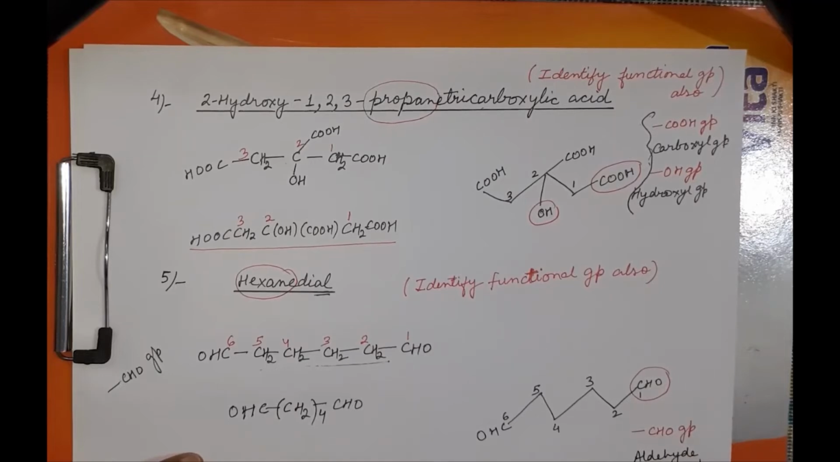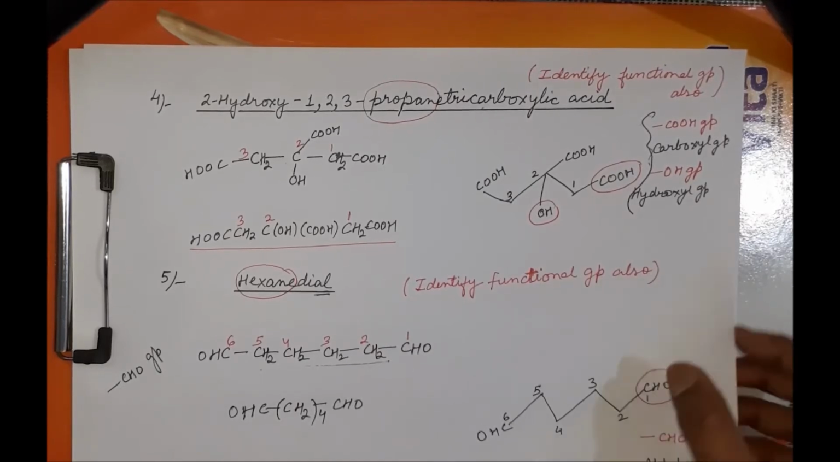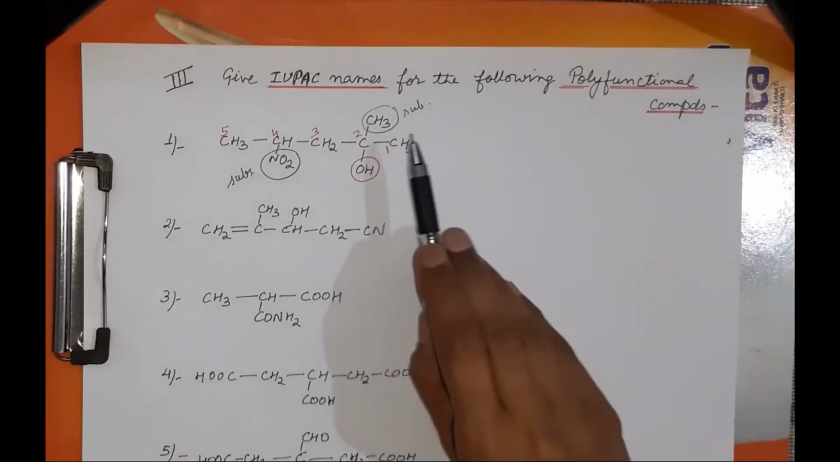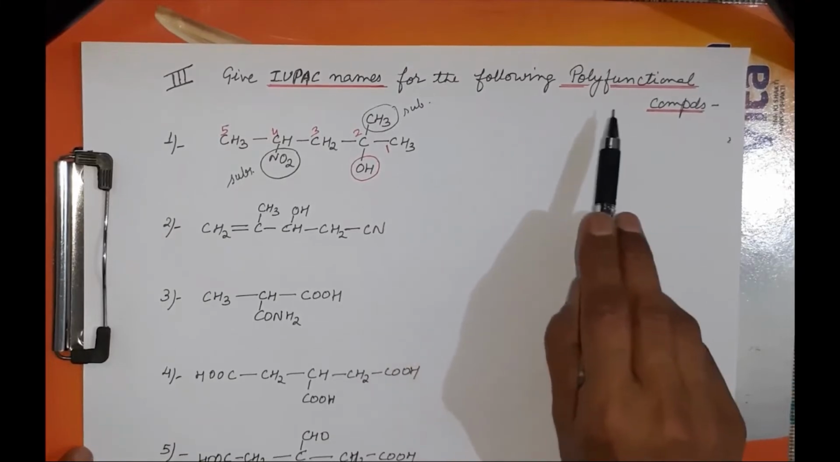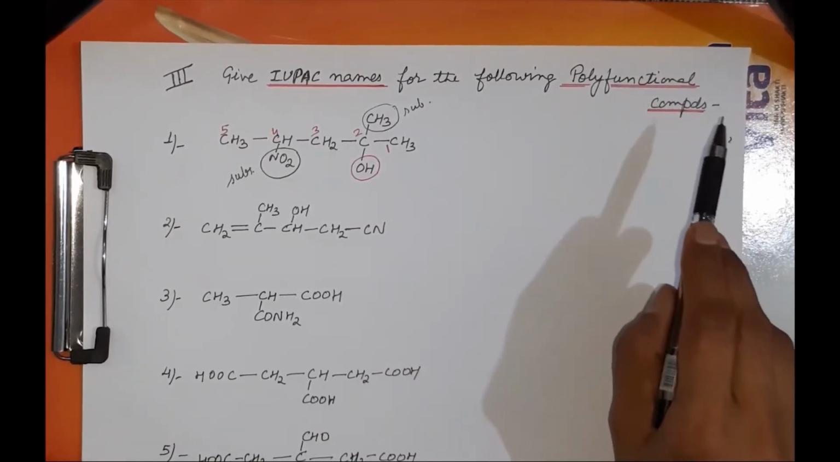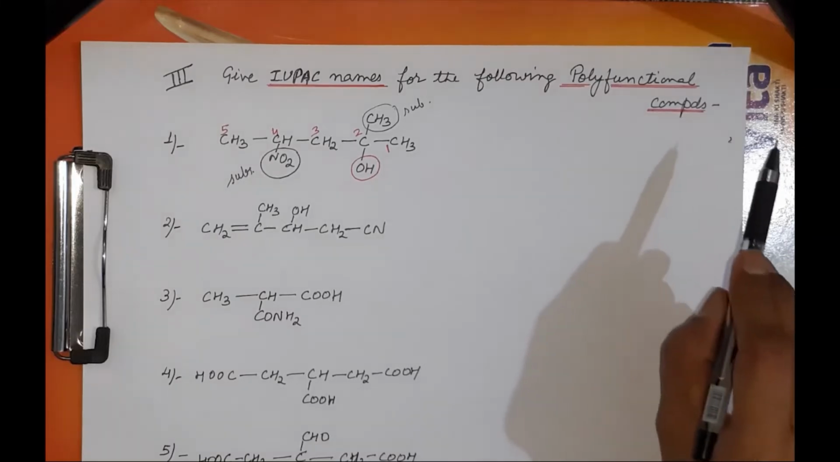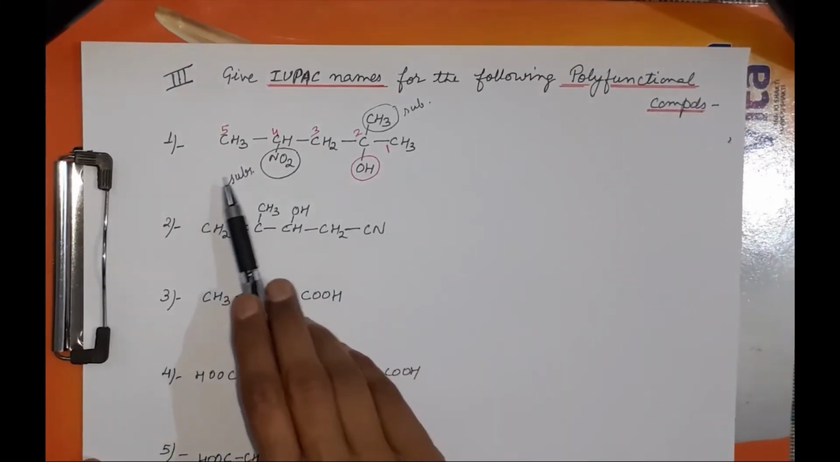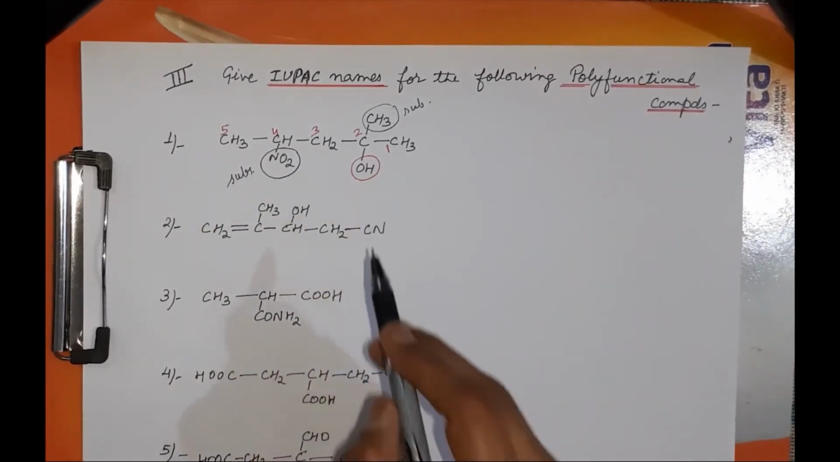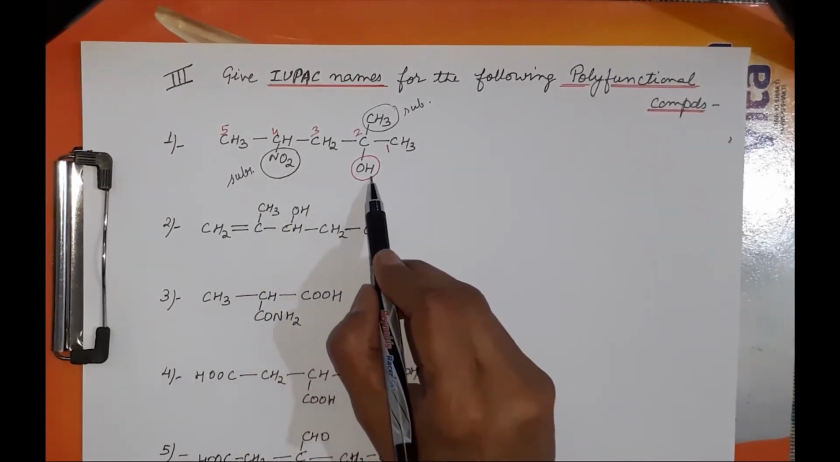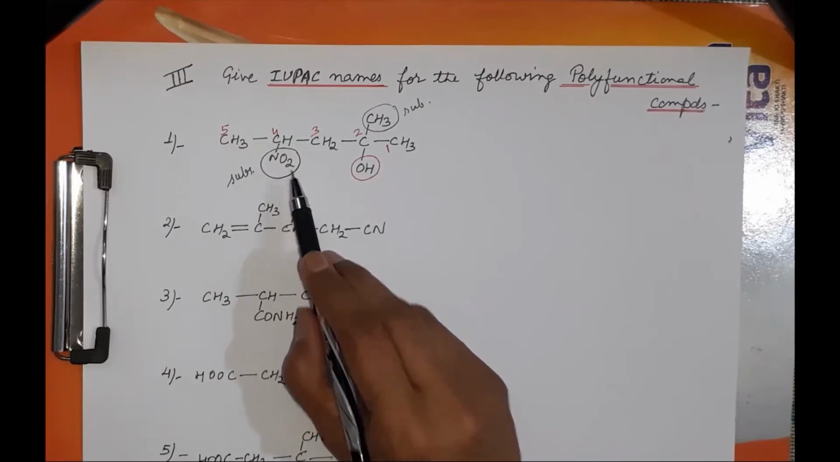Aldehyde group. So now I am going to discuss with you how to write the IUPAC name for the compounds which are having more than one functional group, meaning polyfunctional compounds. So this is the first case. Here we can see 2 functional groups are there, OH group and NO2 group.